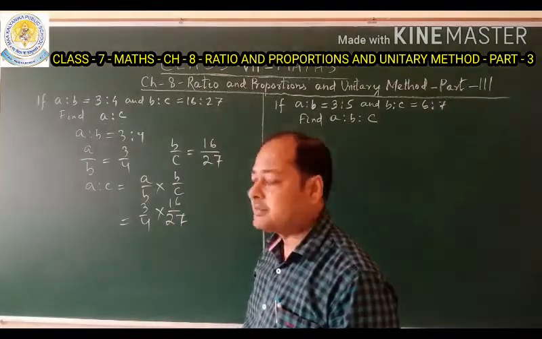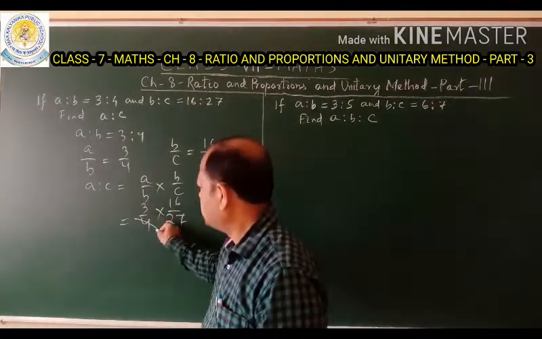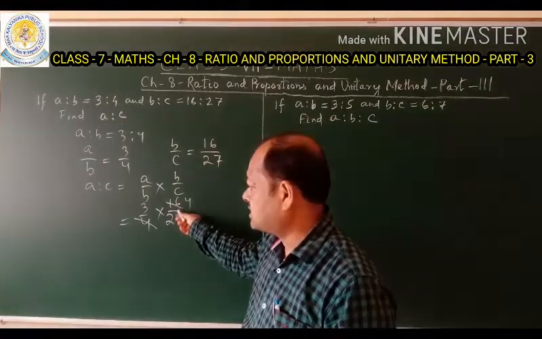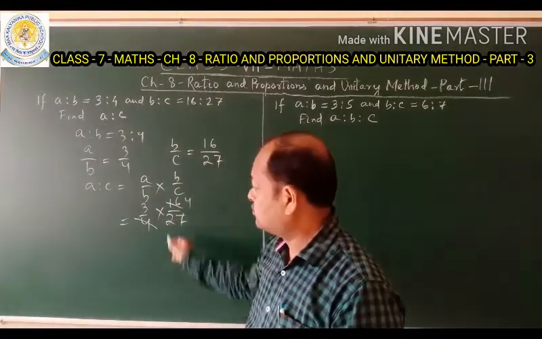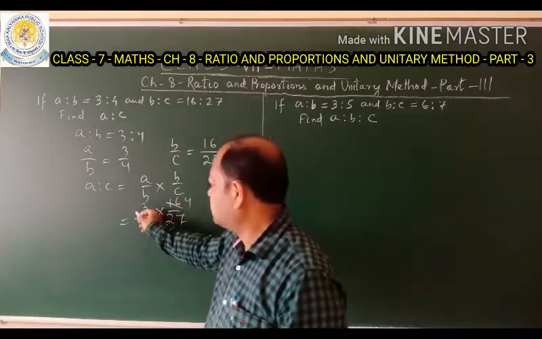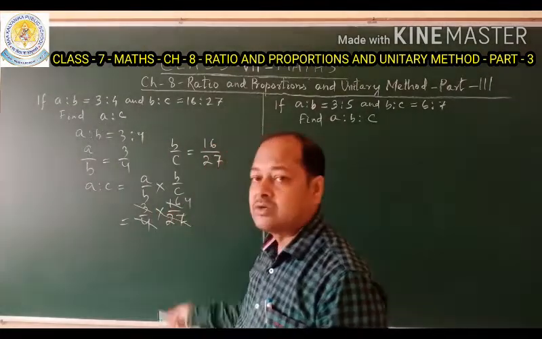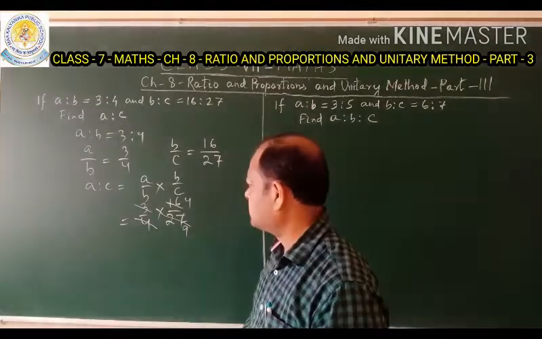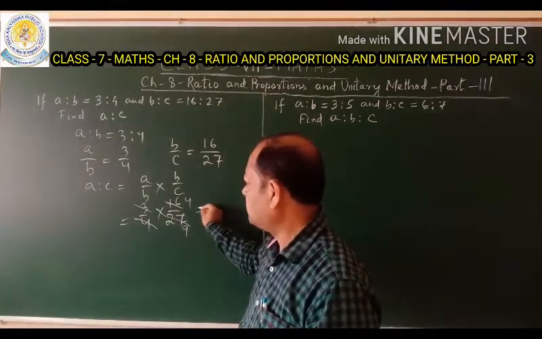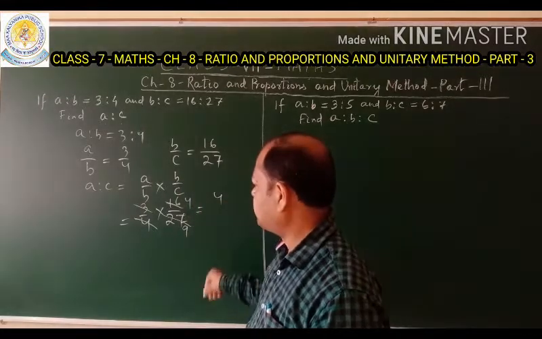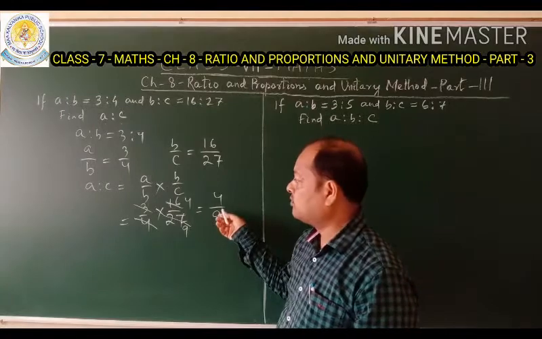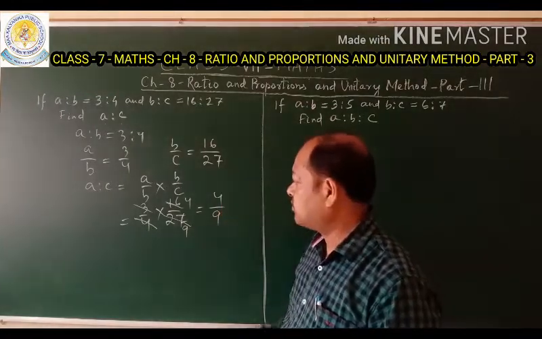So what value am I getting now? 4 4s are 16, okay, it is divisible. 16 is divisible by 4. So 4 4s are 16. And here 27 is also divisible by 3. That is 3 9s are 27. So what new value am I getting now? The numerator is 4 and the denominator is 9. So we are getting a new ratio, that is 4 is to 9.